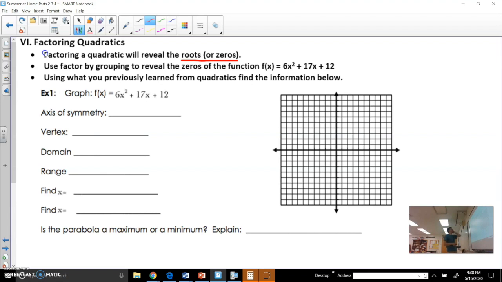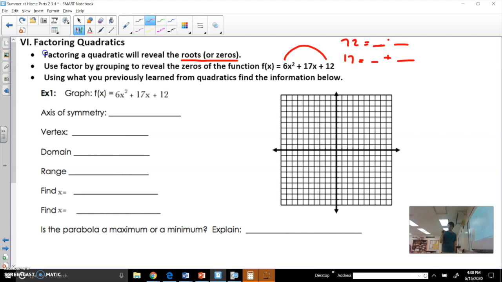And so we're going to factor the quadratic, and looking at this, it looks like there's no GCF in common. 6, 17, and 12 do not have any common factors. They also do not all have x in common. So I think I'm going to start by doing the AC method. 6 times 12 is 72. So what multiplies to be 72 while adding to be 17?